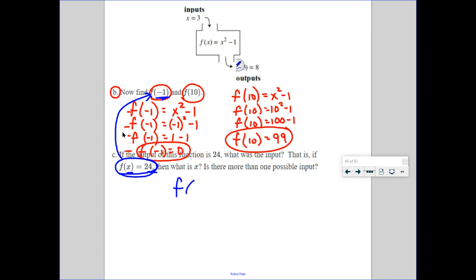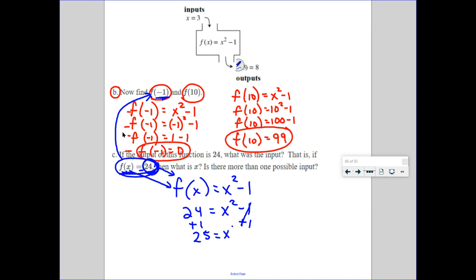So now if I have f of x equals x squared minus 1, what does the 24 replace? Well, the 24 is equal to f of x. So instead of this f of x, I can write the number 24. So the 24 here replaces the f of x. So 24 equals x squared minus 1. Do you remember how to solve that one now? Okay, well, to get the x alone, I add 1 to both sides, and I get 25 equals x squared.